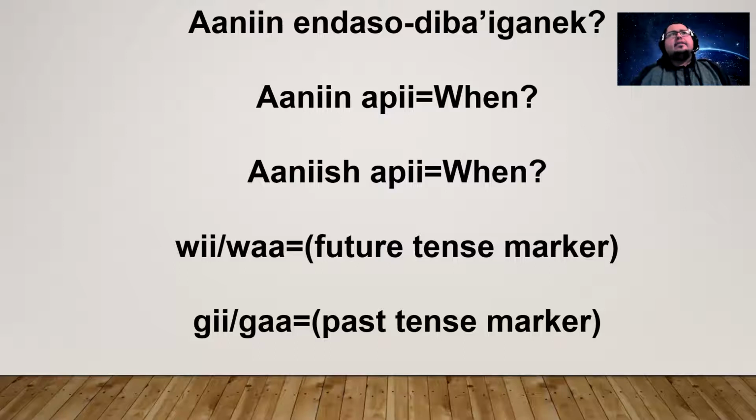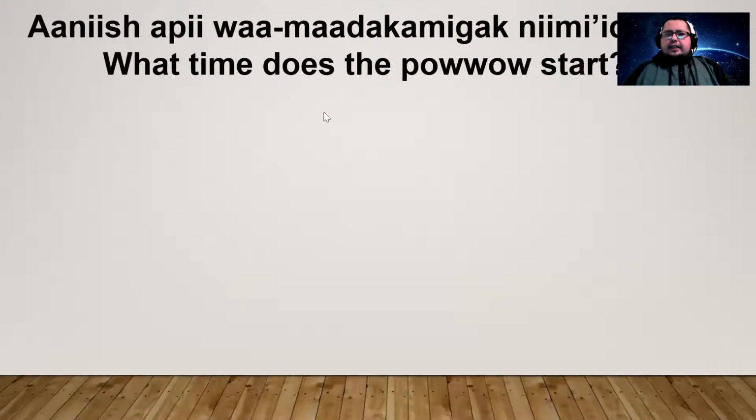And previous lesson, I don't recall which one, but back when we talked about gi and ga, we and wa, using past tense in talking about future tense, we put these words in the front of what we're talking about. So here we go, excuse me. So, our first one is up here. Anisha pi wa mada kamigak ni imi eating. What time does the powwow start?